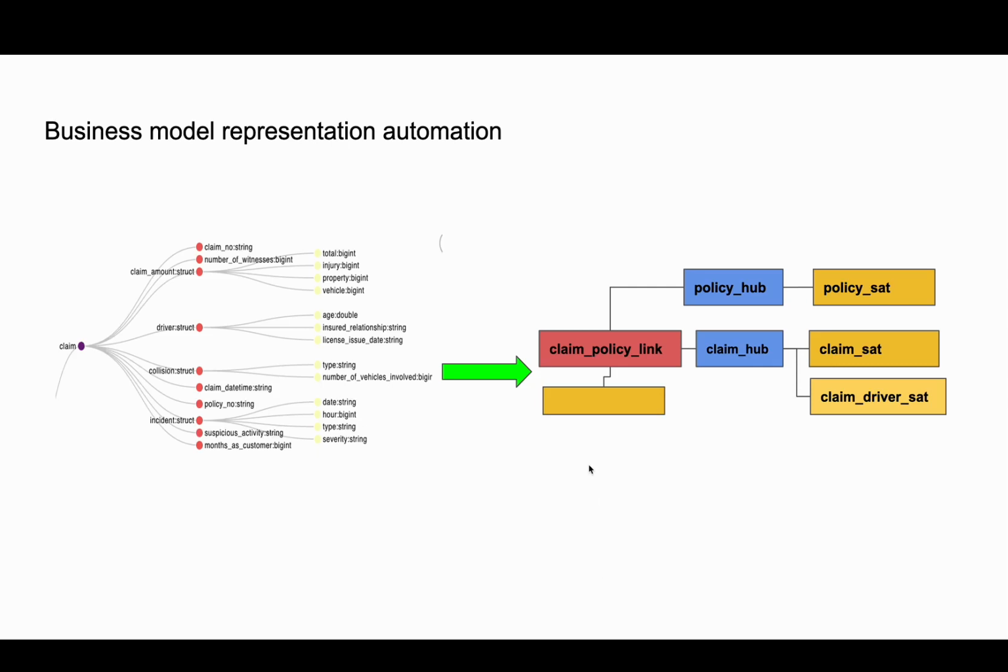Welcome to the automation demo of the business model representation. As part of today's demo, I am going to show how to build a data warehouse data vault model from a semi-structured document model using a streaming process. Within this process, I will apply all the best practices of data modeling, data contract, and data quality in different data layers.